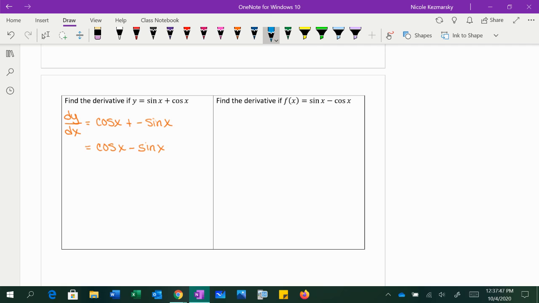For this last one, it's similar to the one that we just did, except it's sine of x minus cosine of x. So I'm going to say f prime of x. The derivative of sine is cosine. And then we're going to say minus, and then the derivative of cosine is negative sine. So we've got cosine of x plus sine of x.